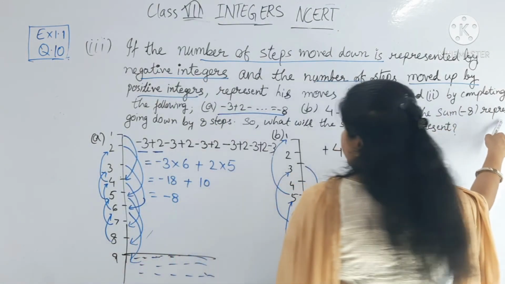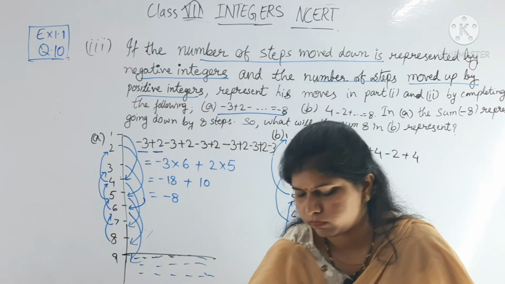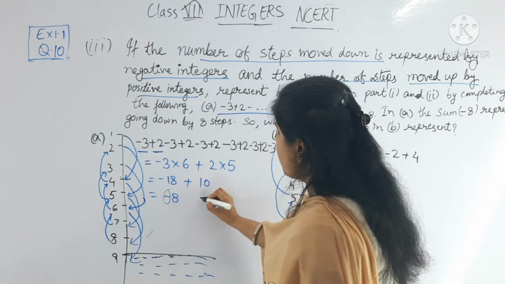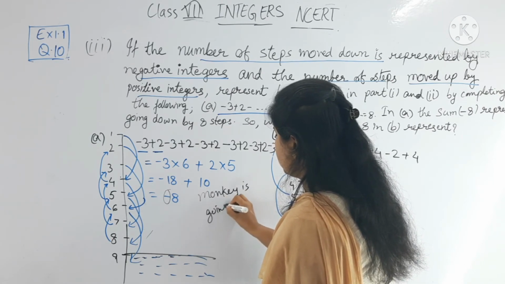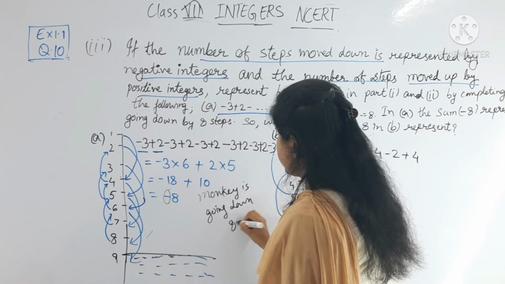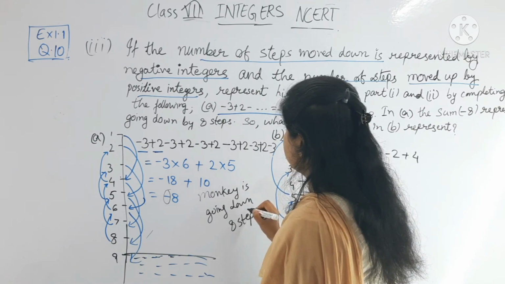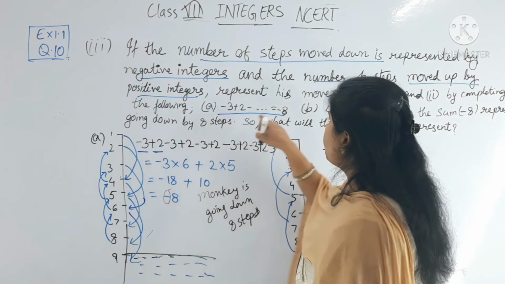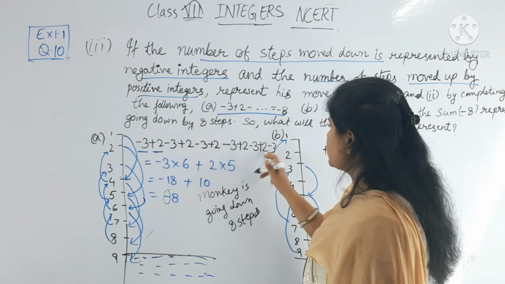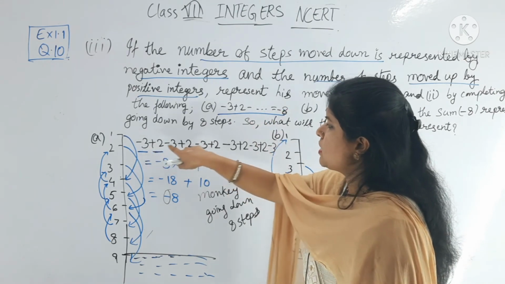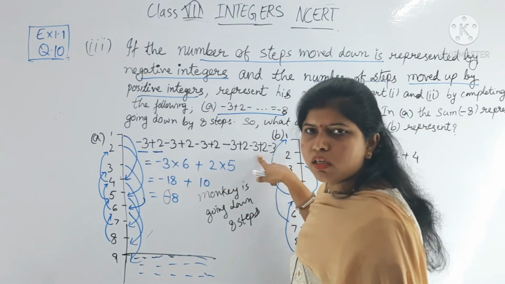So in the first part it is 8 steps, and the minus sign indicates, as given in part A, the sum minus 8 represents going down by 8 steps. Here minus, what is it representing? The monkey is going down 8 steps. Here we are continuing minus 3 plus 2, and the result should be minus 8. Result आपका आना चाहिए minus 8. जब आप minus 3 plus 2 ऐसा continue आप करेंगे, so आपका minus 8 आना चाहिए. इस तरीके से आपने किया हुआ.